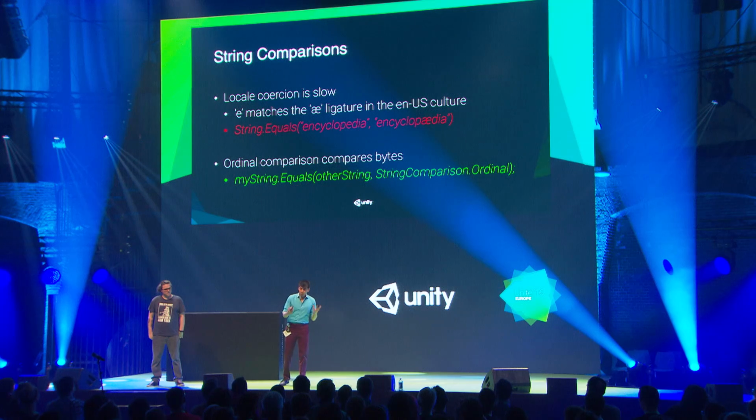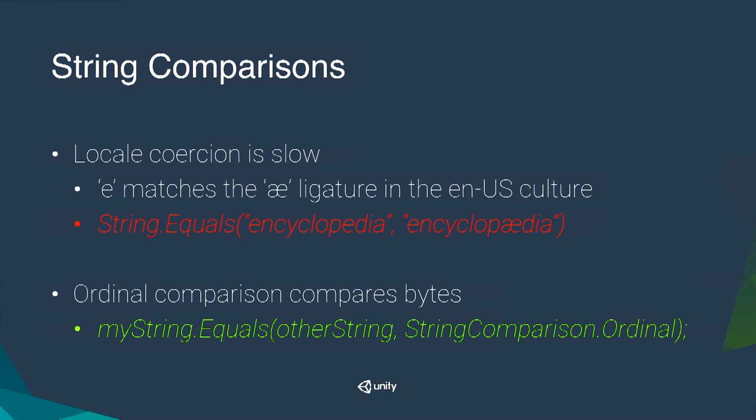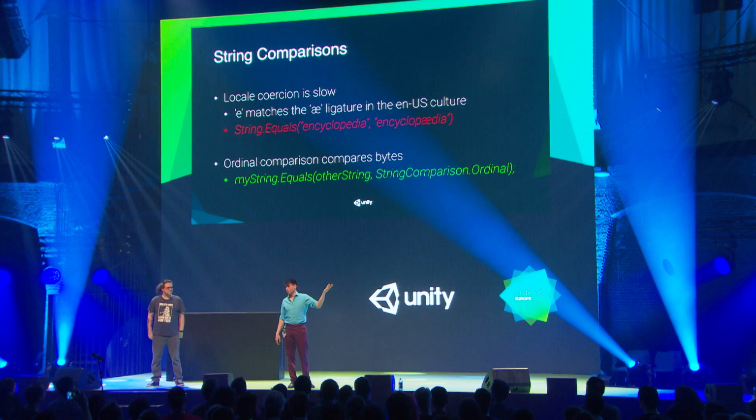Now, the worst thing is C# string libraries are actually built to be internationalizable. They were built for business applications. So they do a lot of string coercion if you leave them alone. By default, they do culture-sensitive comparison. So this red string match here that I've highlighted on the screen will actually return true in the US locale, because in US English, encyclopedia and encyclopedia are apparently the same word. That ligature is the same as an E. In many European languages, that is not true.